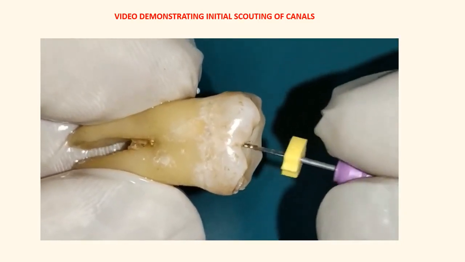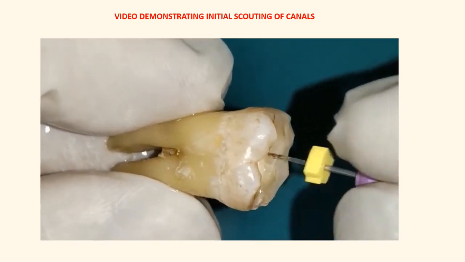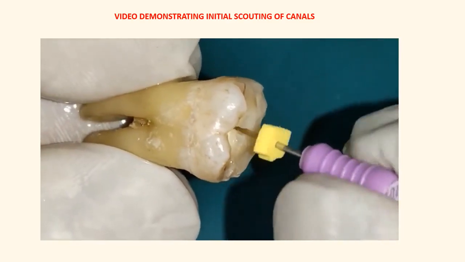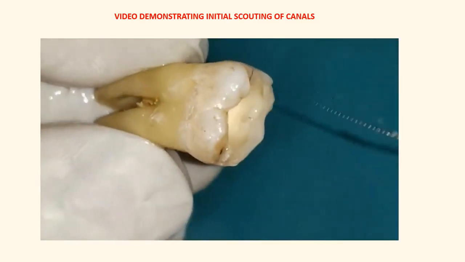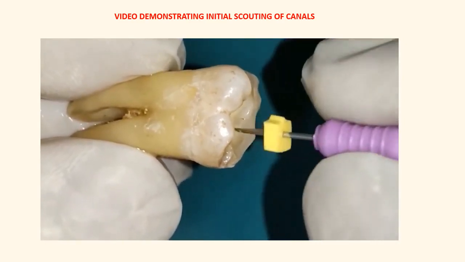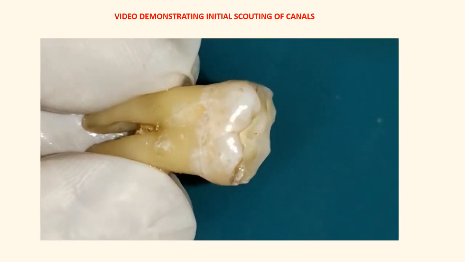Use very minimal watch winding and gentle up-down motion. Here we simply want to give ourselves a sense of flow within the canal, to gain a sense of confidence within the canal, knowing there are no calcific barriers. If you feel any resistance, then consider changing the scouting file to number 6 or perhaps even better a C+ file, which has an active cutting tip and is stiffer.